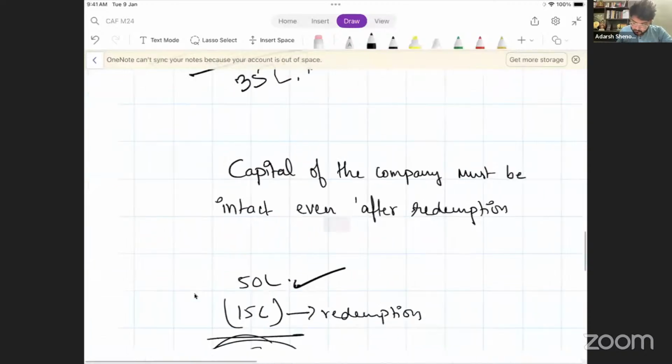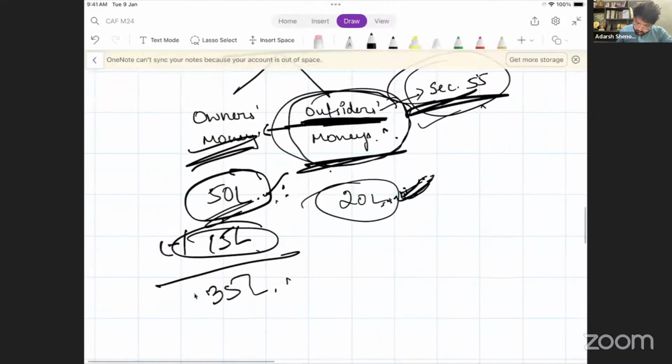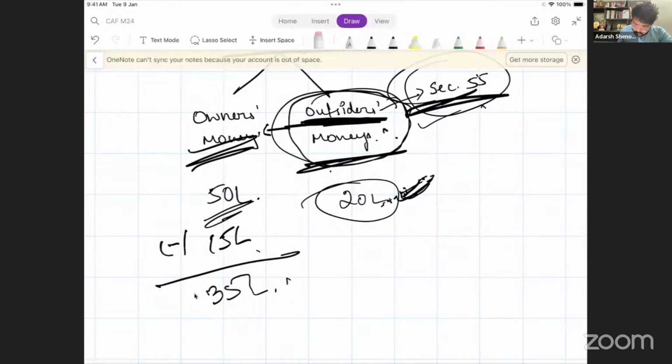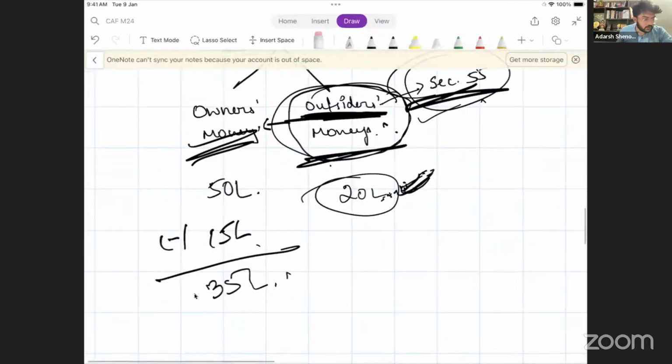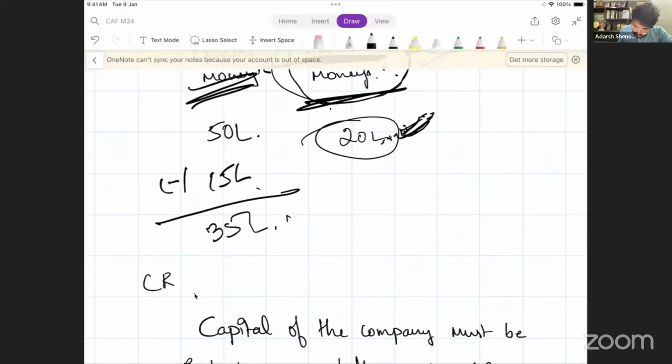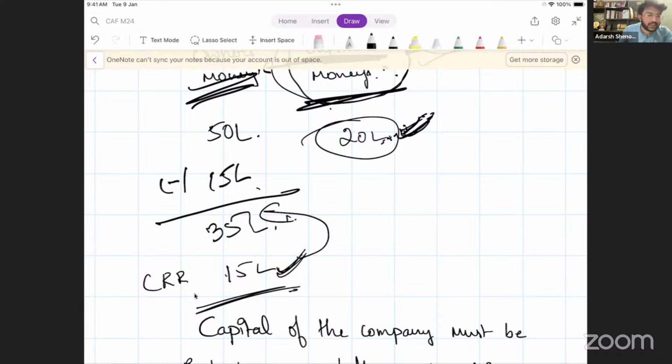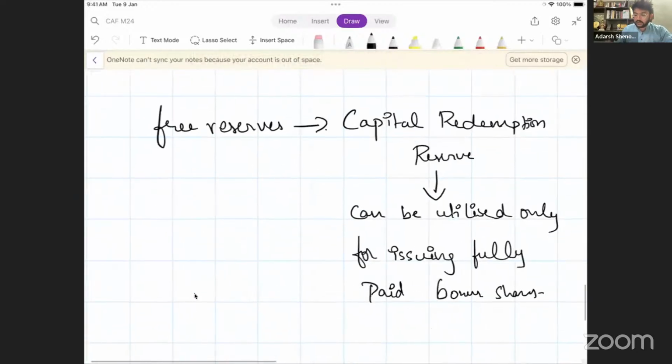No, see how the capital will be now. Earlier the capital was 50 lakhs, 15 lakhs I repaid, 35 lakhs remains. I did not issue new shares, but I created CRR of 15 lakhs. For what purpose can we use this CRR tomorrow? For what purpose can we use the CRR? For giving capital only. There is no other utility for CRR. So tomorrow that 15 lakh ultimately will be added to capital only. So this 35 lakh should become 50 lakh tomorrow, because the CRR can be utilized for only one purpose, which is for issuing fully paid bonus shares. That means for capital only, no?